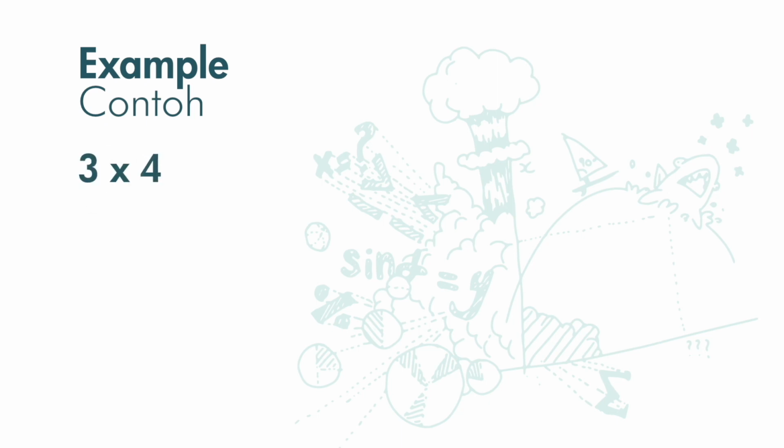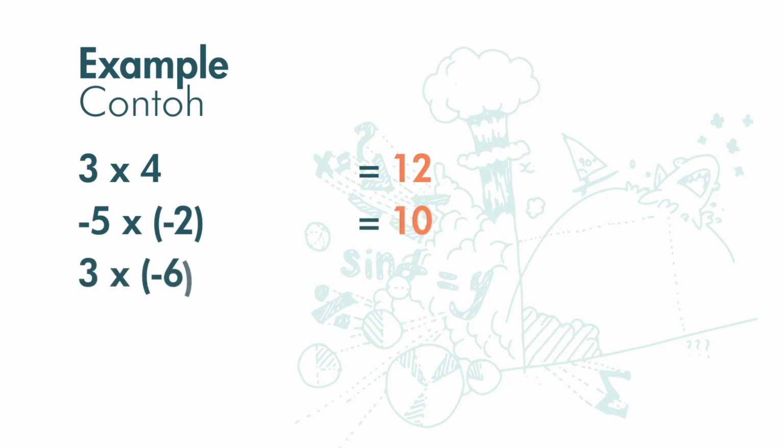3 times 4. These are like signs. Both of them are positive, so the answer is positive 12. -5 times -2. These are like signs as well. Both are negative. So the answer is positive 10. 3 times -6. These are unlike signs. So the answer is negative 18. -4 times 2. These are unlike signs. So the answer must be negative 8.